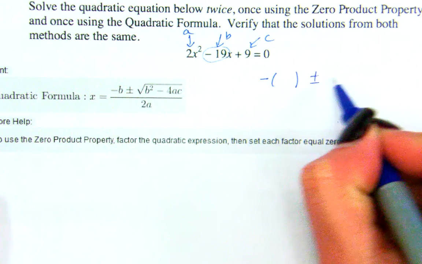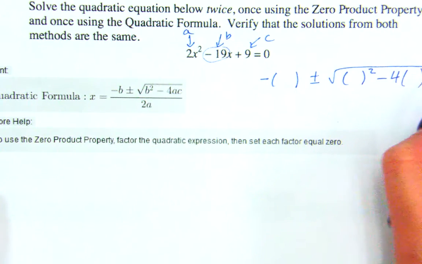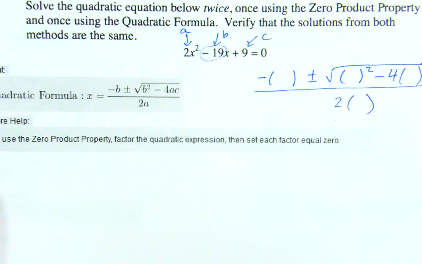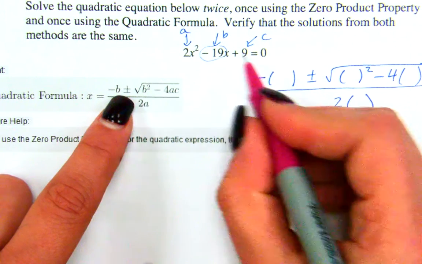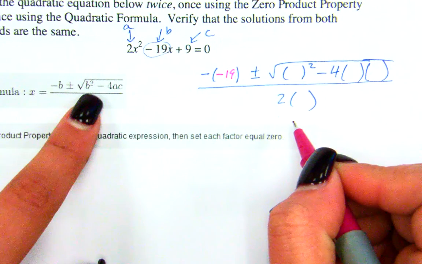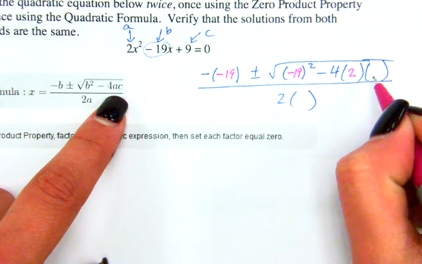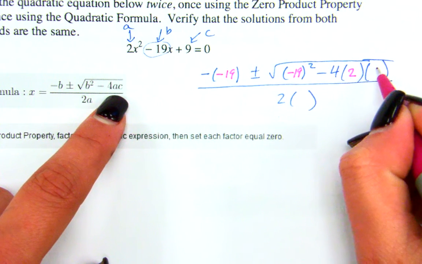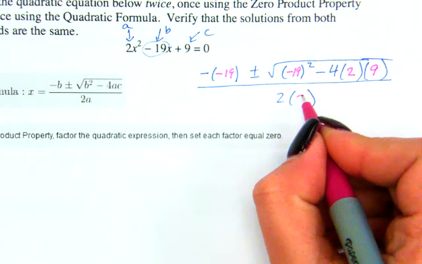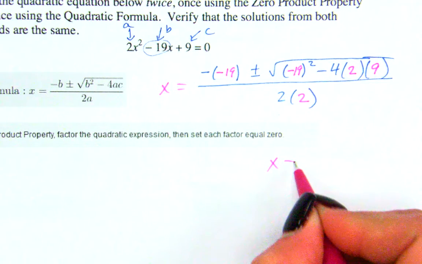Negative b plus or minus the square root of b squared minus 4 times a times c, all of it over 2 times a. So I'm going to put negative b, so b is negative 19. Okay, watch the negatives. And then b squared again, so negative 19. And then a is a 2, and then c is a 9. Ta-da! Okay, and then a is, again, a 2. Alright, so x equals all of this fun stuff, and then you can do the work yourself.